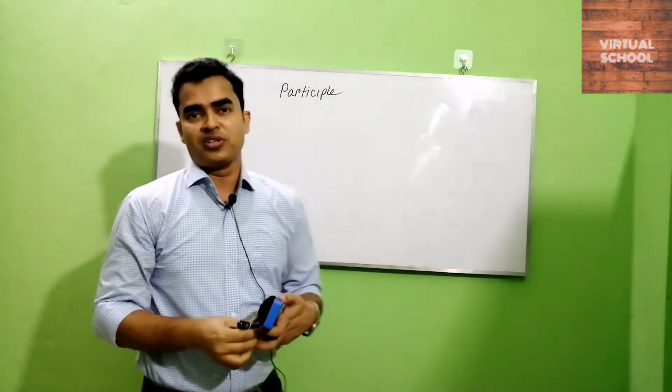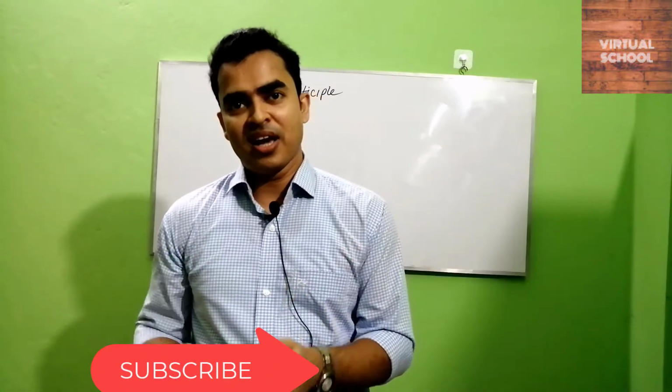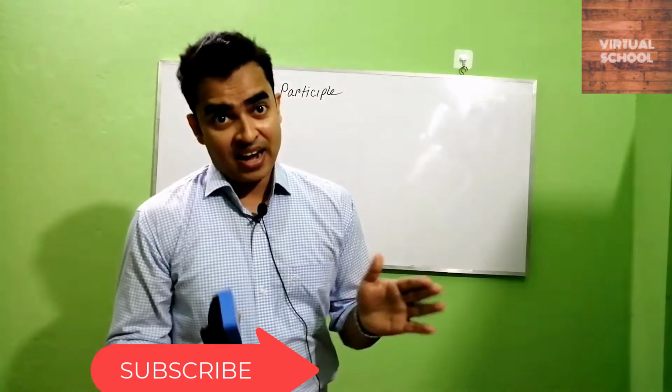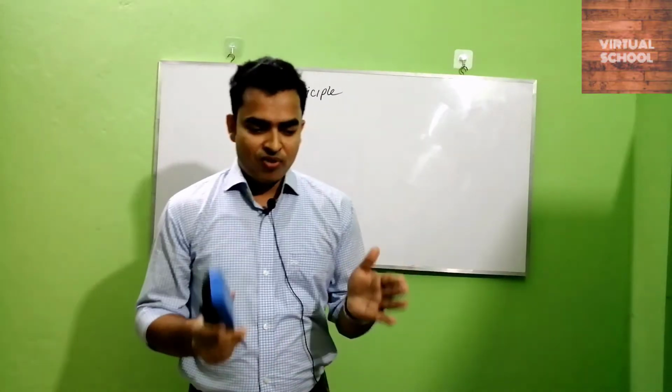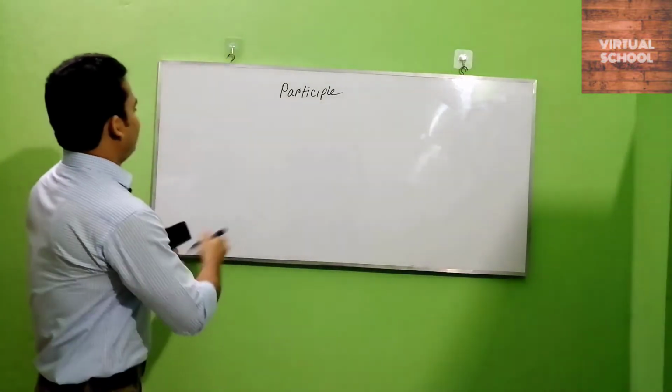Participle. What is participle? A participle is a form of a verb with ing which is partly a verb and partly an adverb, an adjective also. That means a verb with ing which works as a verb, as adverb, and as adjective is called present participle. Let's see here.